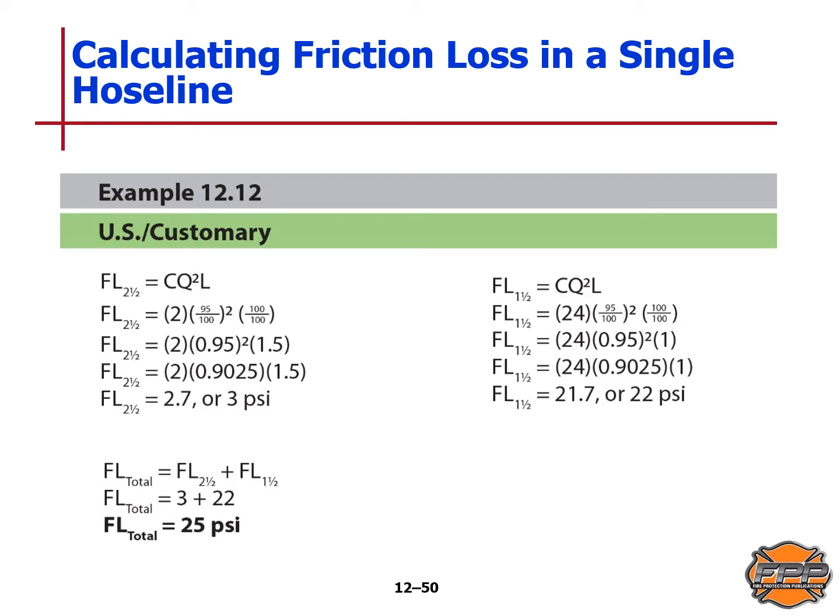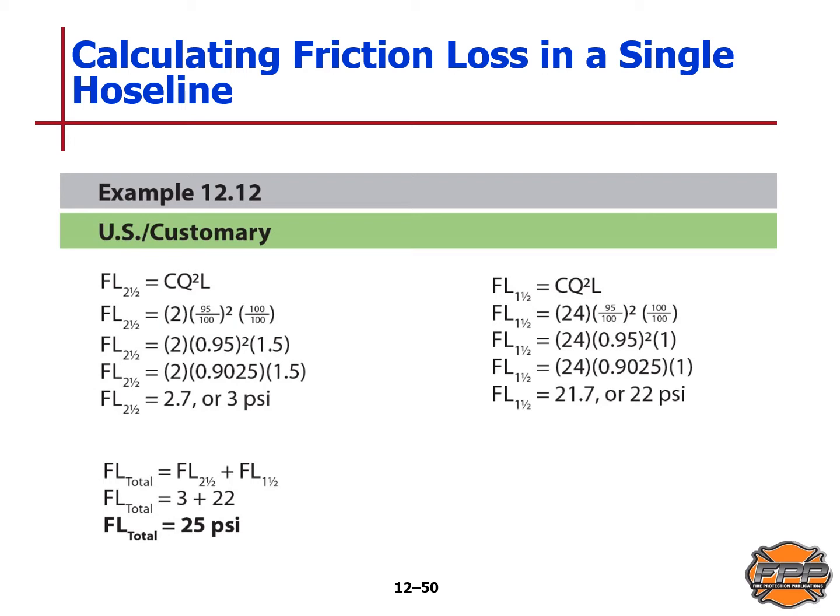On the right, we have friction loss for the 1.5-inch hose, and there's our formula, CQ squared L. When you plug in the numbers, friction loss is 24 times 95 divided by 100 squared times 100 divided by 100. The next line on our 1.5-inch hose gives us 24 times 0.95 squared times 1.